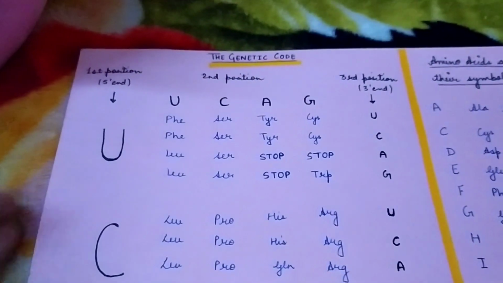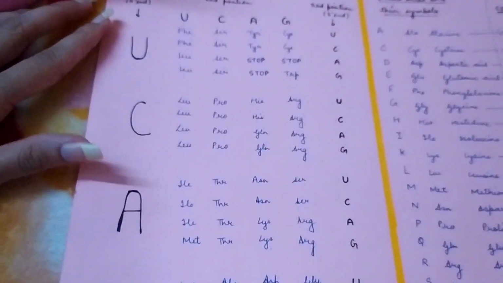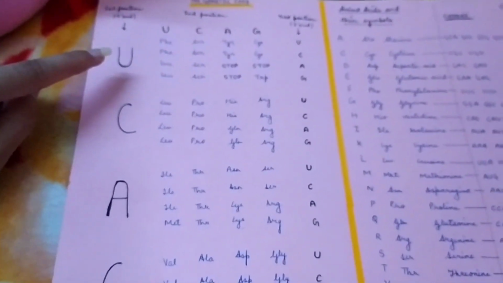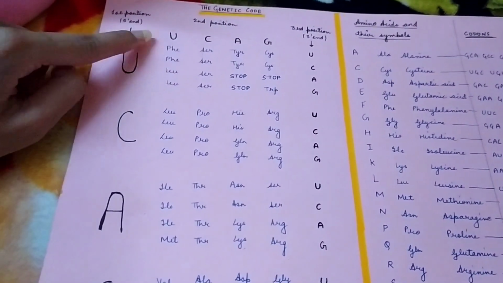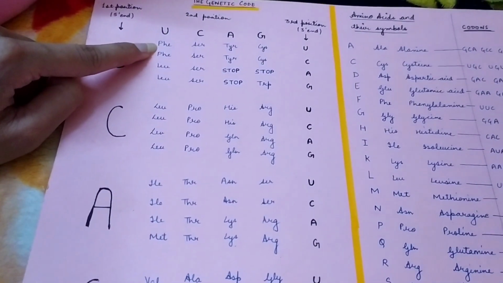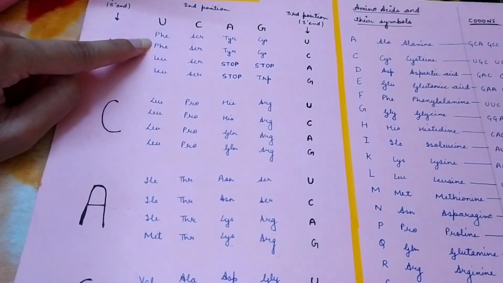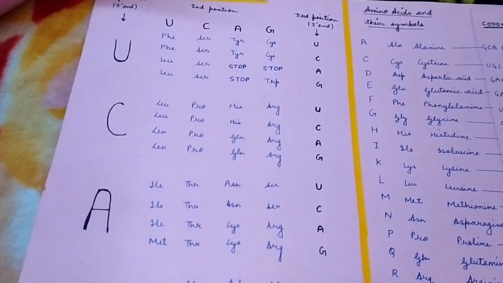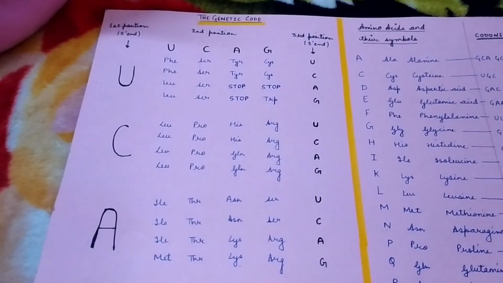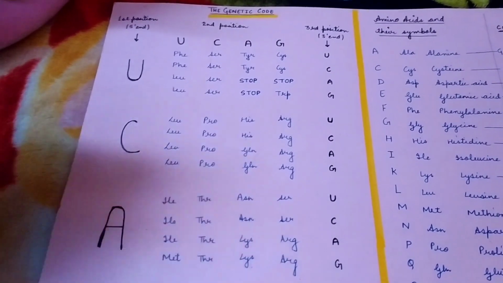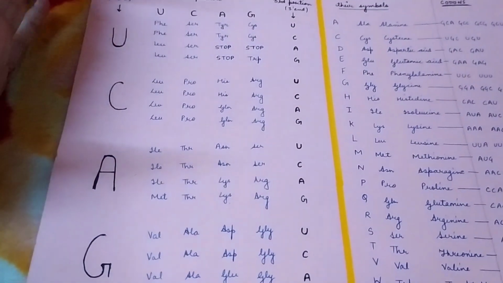And now coming to the genetic code, you know the first position, second position, third position. For the first position you always write UCAG, UCAG, UCAG. So U is for phenylalanine. Before, I already taught you that phenylalanine has how many synonymous codons? 2. You can also learn this in case it comes in some form of question.